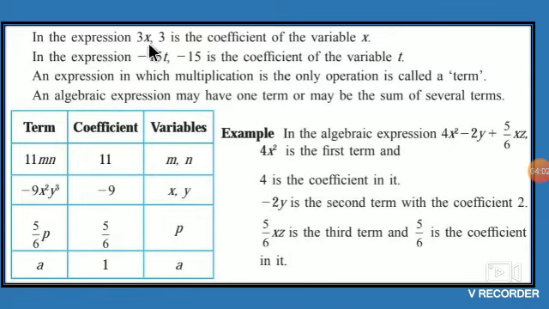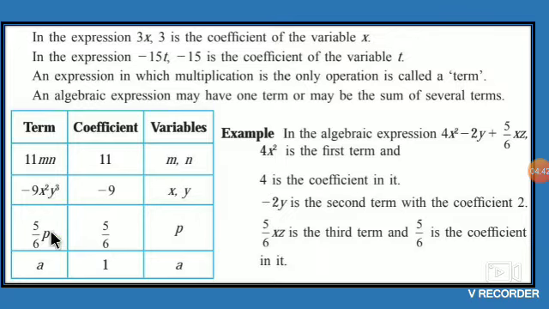In the expression 3x, 3 is the coefficient of the variable x. And here minus 15t. In that, minus 15 is the coefficient and the variable is t. An expression in which multiplication is the only operation is called a term. Means this 3x is one term, minus 15t is one term. An algebraic expression may have one term or many. Maybe the sum of several terms.